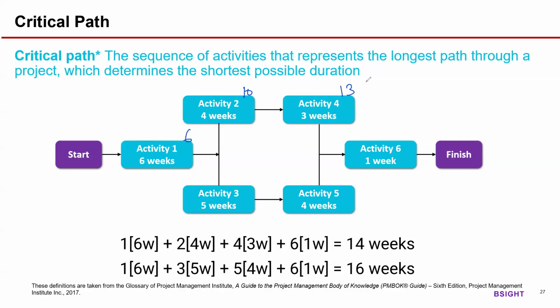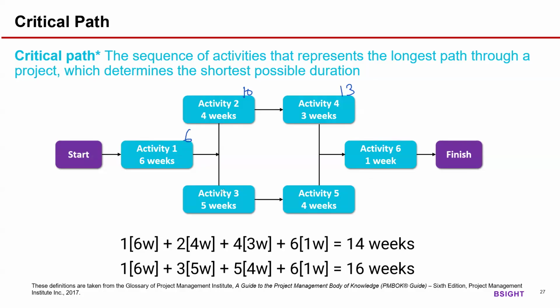Can I go and start with activity 6? The answer is we don't know, because we don't know when activity 5 will finish. Only after knowing when activity 5 will finish can we make a decision on when to do activity 6. So let's go to the other path. Activity 1, 6 weeks.